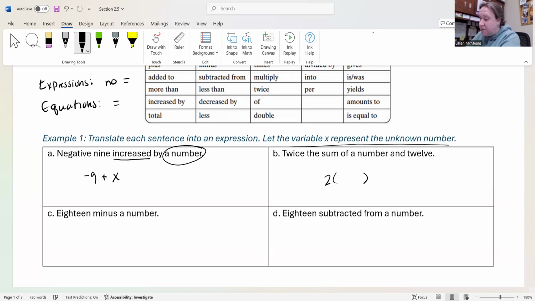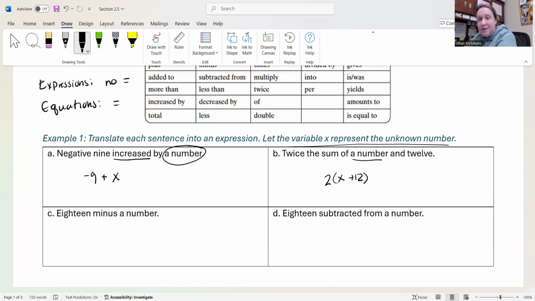So I'm going to take 2 times the sum. And then whatever that sum is, it's going to go inside the parentheses. So here we want the sum of a number, we don't know what that number is, so we're going to call it x, and 12. So just be really careful and understand when to use parentheses versus when not to use parentheses. If you're dealing with twice a sum, half a sum, 3 times a sum, that sum needs to go in parentheses, and that half, twice, 3 times goes outside the parentheses.